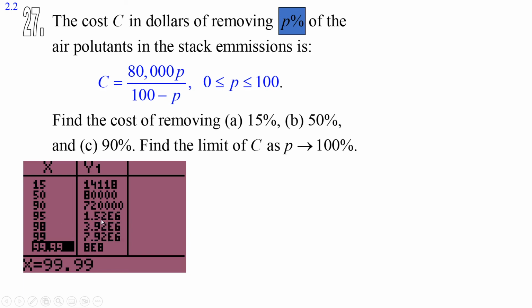Now let's look at what's happening here. Ooh, 1.52 times 10 to the 6, 3.92 times 10 to the 6, 7.92 times 10 to the 6, and then 8 times 10 to the 6. Those numbers are getting very, very big. So I'm going to say we are diverging to infinity. The limit of C of P, as P approaches 100 from the left, is going to be positive infinity. You just put an infinity there too.